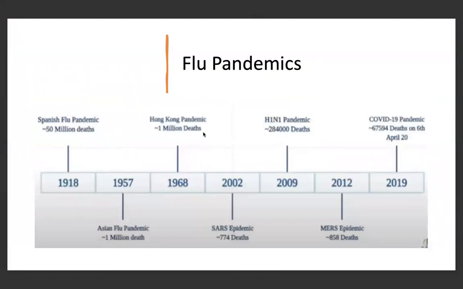Flu pandemics. Spanish flu pandemic, 50 million deaths in 1918 by influenza virus. In 1957, Asian flu pandemic, 1 million deaths. Hong Kong pandemic, 1 million deaths in 1968. In 2002, SARS epidemic, 774 deaths. H1N1 pandemic, 284,000 deaths in 2009. MERS epidemic, 858 deaths in 2012. And in the COVID-19 pandemic, about 67,594 deaths on 6th April 2020.